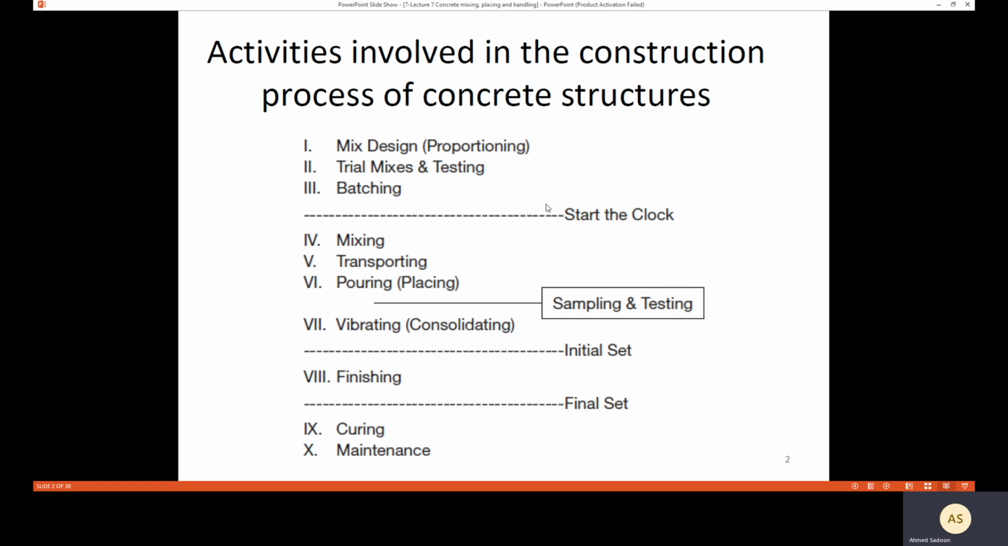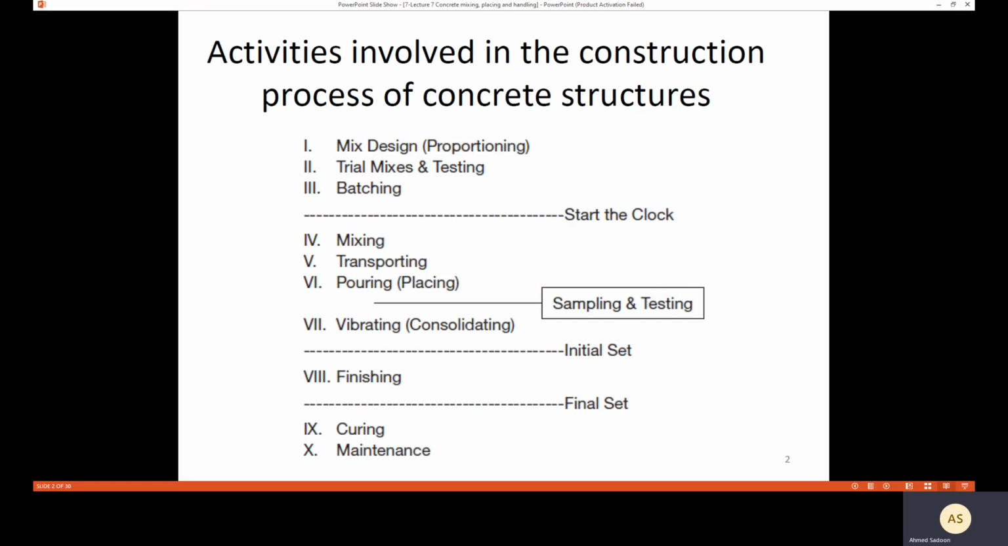Because after this process of batching, we are going to start the mixing process. So we need to start the clock because we need to know the value of the initial set and the final set. So after the batching process, we are going to start the clock in order to determine the initial set and the final set. Now, after the batching, we are going to start the mixing process.